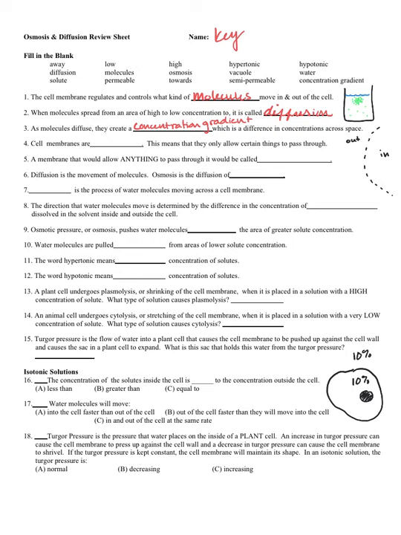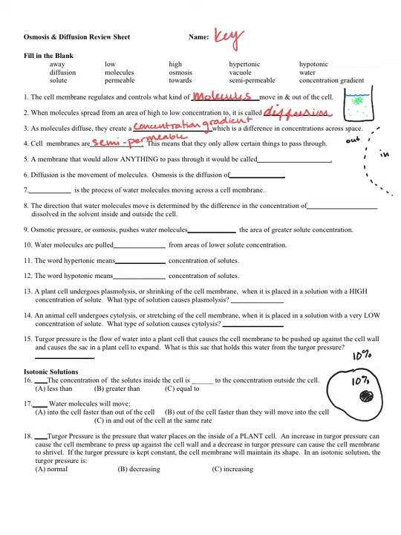Number 4 says that cell membranes are semi-permeable. This means that they only allow certain things to pass through. And that is indeed what happens, right? Cell membranes can control what goes in and out of the cell, and so they can prevent some things from entering or exiting the cell.